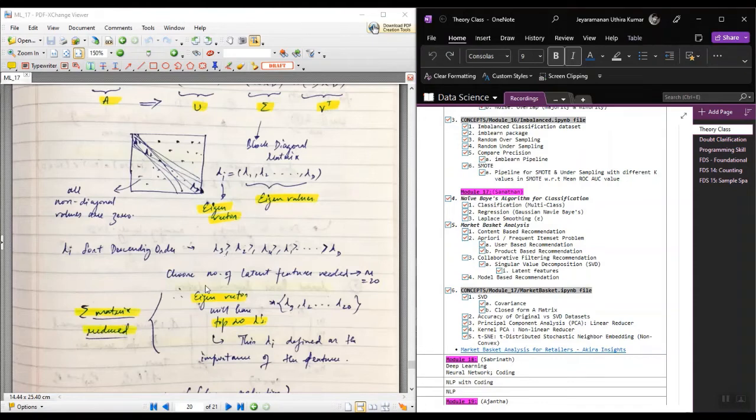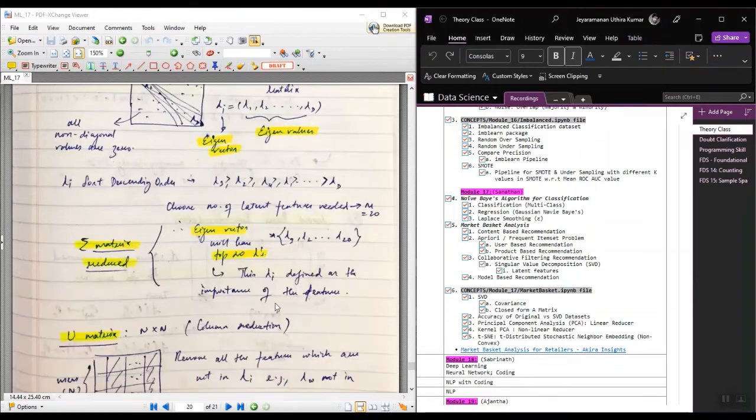So we have to choose the number of latent features. Let's say m is 20. That means we want the top 20 important features. After putting these lambdas in descending order, we just take the top 20 lambda values. Top 20 lambda values means the top 20 features are selected. Okay. So once we have set that, it defines the importance of the particular features.